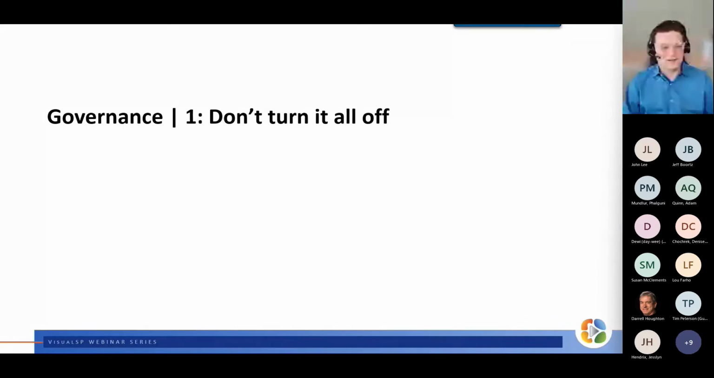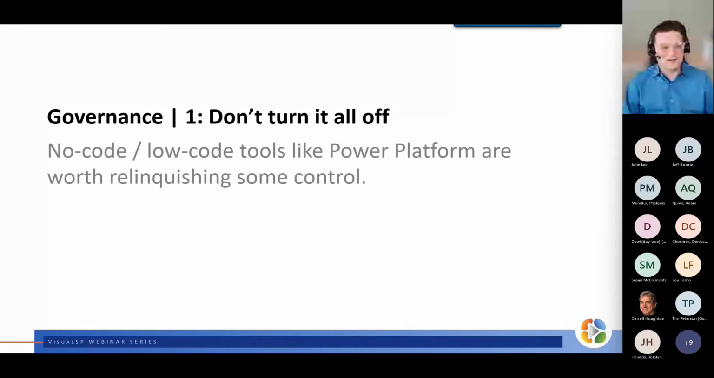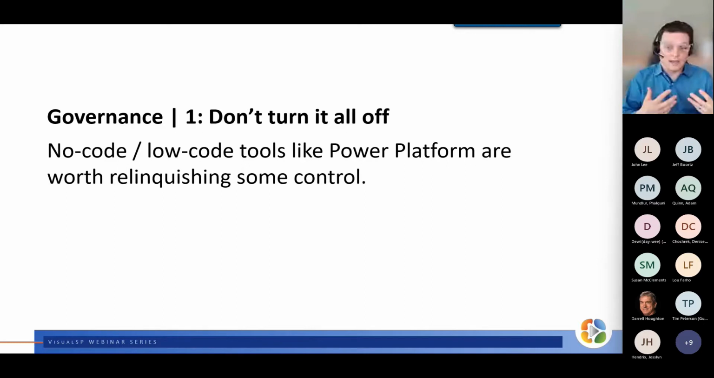The point here is that no code and low code tools like Power Platform are worth relinquishing some of our control. Yeah, we hear things like that from information security teams. Sometimes it's from the admin team themselves, the ones that do the support, because they don't know how to support it. But there's so much value available in these kinds of tools. And without this, people find some other way to do it, right? When we lock everything down, that's how we create shadow IT. We create people just working around us instead of trying to work within the governance boundaries that we have.